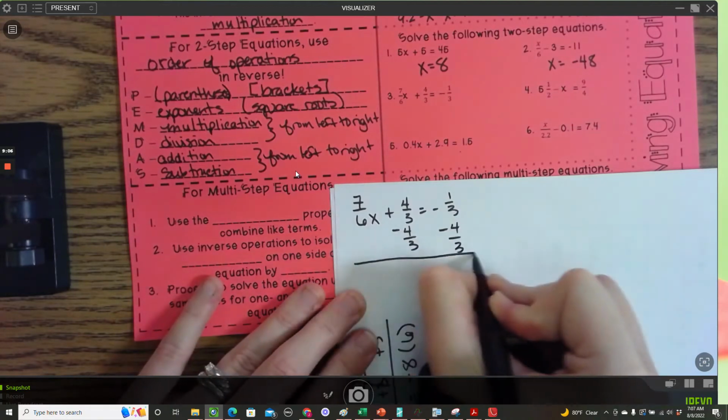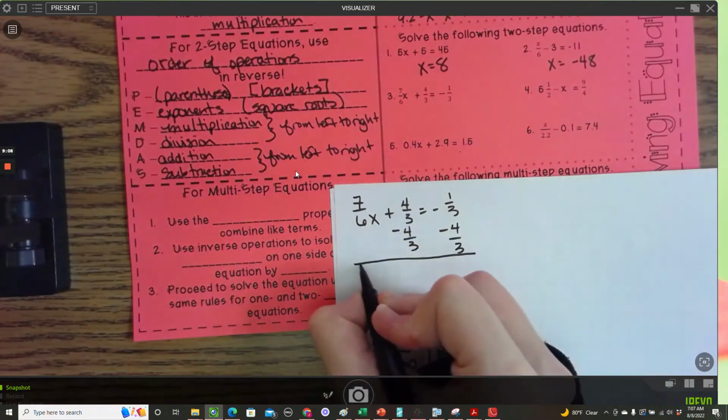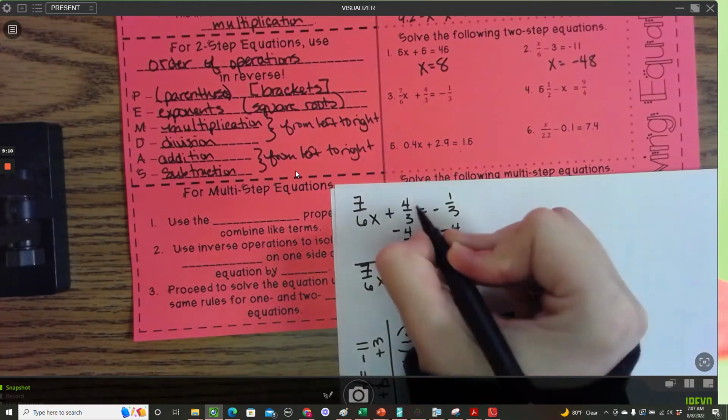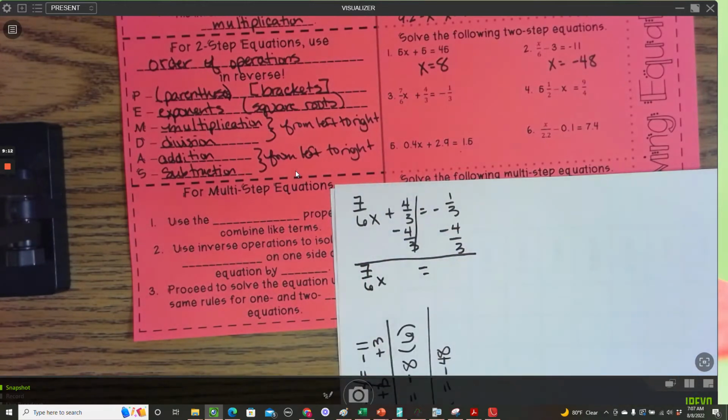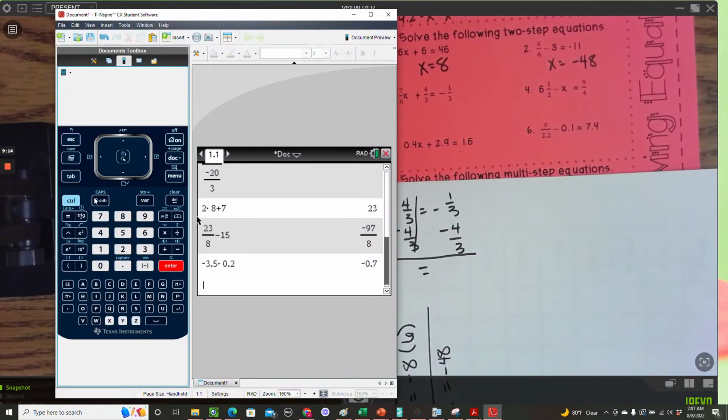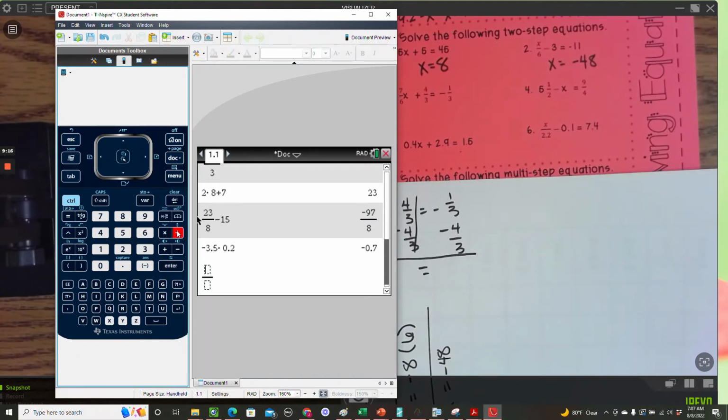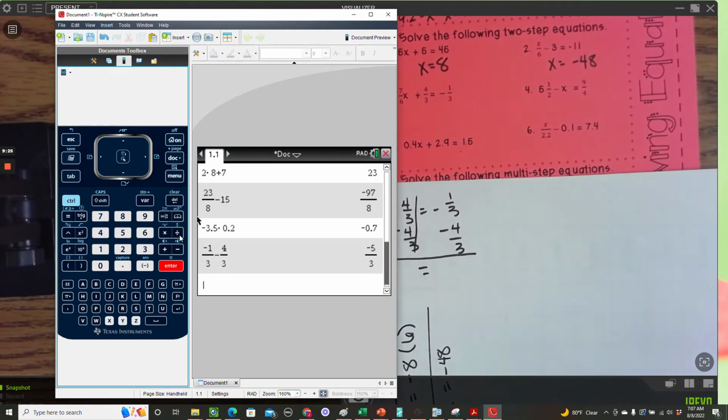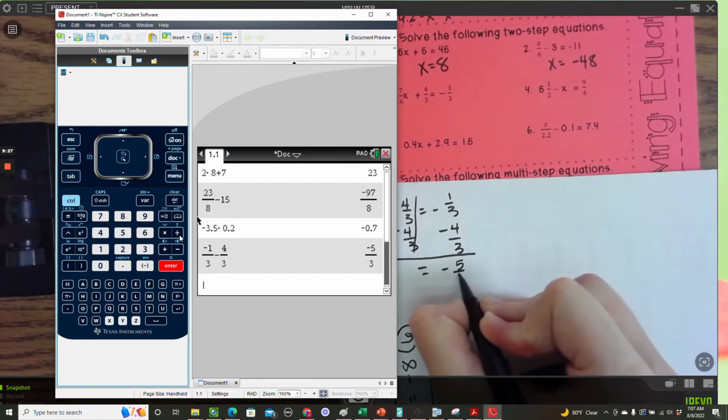And here is where I would start using the calculator. So 7/6 x I haven't messed with. All right, so I've got negative 1/3 minus 4/3, and that gives me negative 5/3.